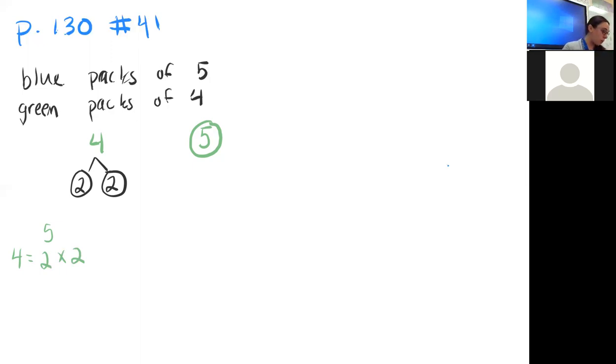Now we are looking for common factors. Well, they don't have any common factors. So if we were trying to find the greatest common factor, the greatest common factor between these two numbers would be 1. That would be the only common factor that they share. 1 times 5 gets me 5, 1 times 4 gets me 4, so that's their greatest common factor. But we're trying to find their least common multiple, okay?